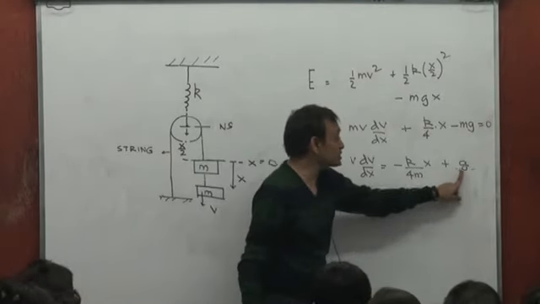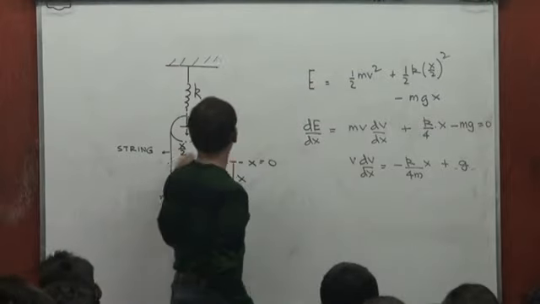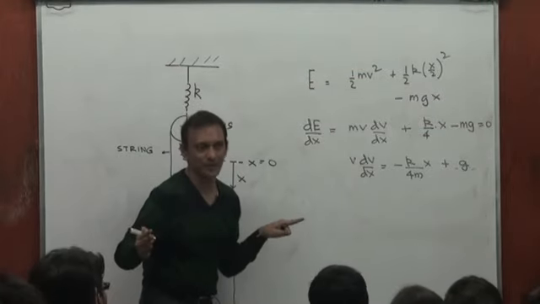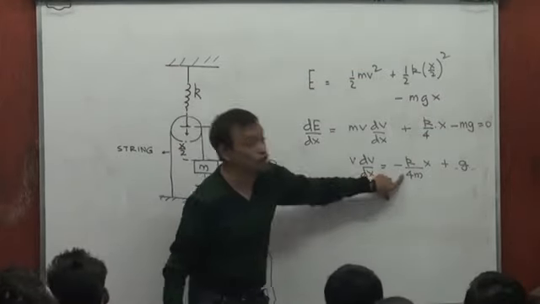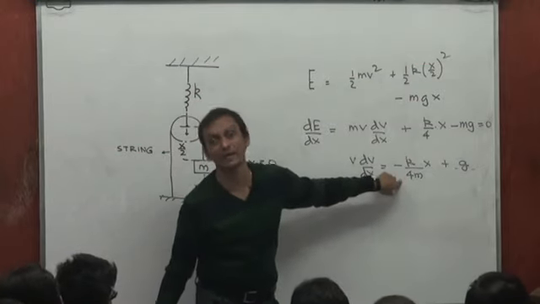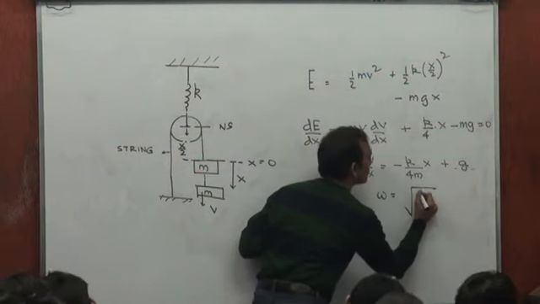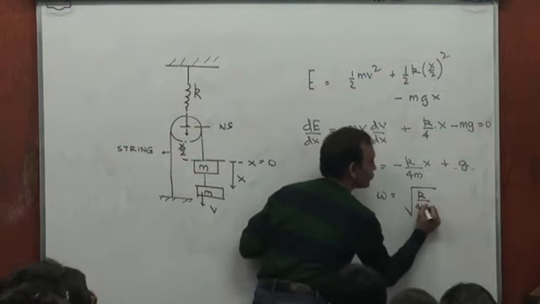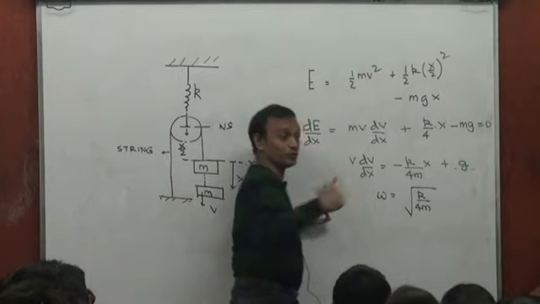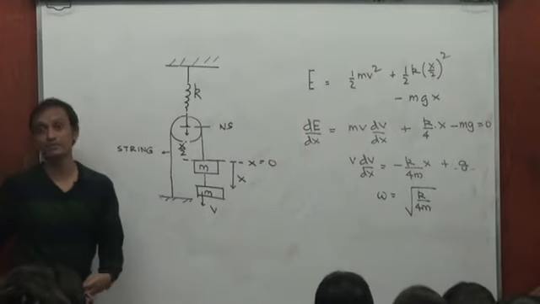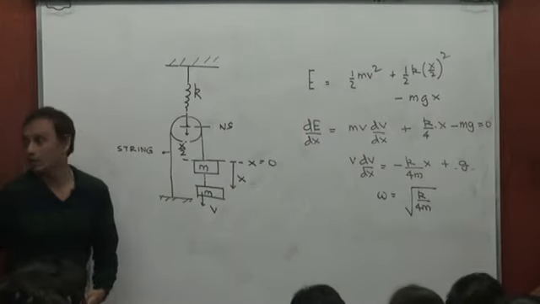The equilibrium position would be 4mg by k. From this state, the equilibrium position would be 4mg by k. And the omega would be root k by 4m. This would be simple harmonic motion with omega equal to root k by 4m. Time period would be 2 pi by omega. Time period is going to be 2 pi by omega. Got me?